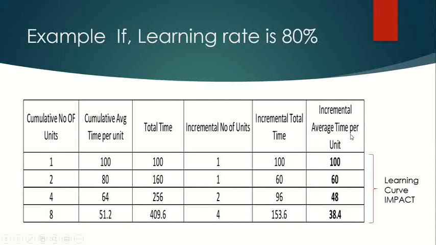Then we can find the incremental average time per unit. Incremental time should be divided by incremental output. So here 100 divided by 1, 60 divided by 1, 96 divided by 2, 153.6 divided by 4. Here you can see the incremental average time per unit is continuously reduced: 100, 60, 40, 38.4. This is reduced because of the learning curve impact. Right? So that is the basic understanding up to now.